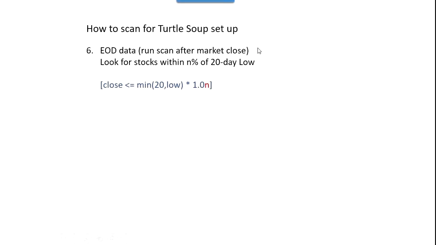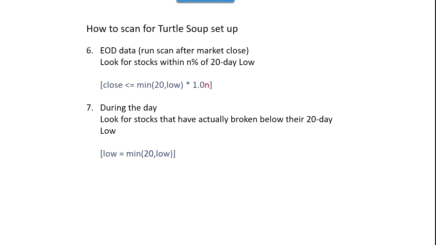And then what I did is I look for N% within that 20-day low. So you can fill in that N% to find a number of candidates. Obviously, the higher N, the more candidates you will find. If the market is open and you want to look for actual candidates that have dropped below it, you just comment out this rule here and you put in this one, which looks for the actual low and see if it is the 20-day low.